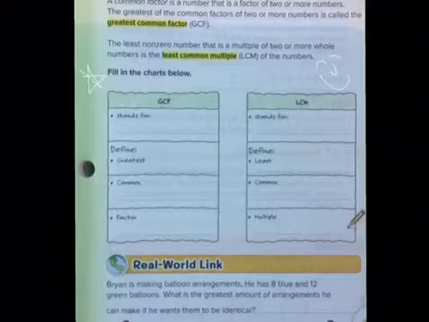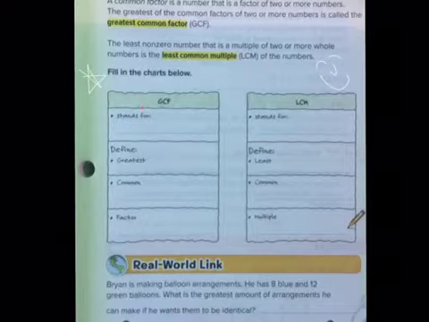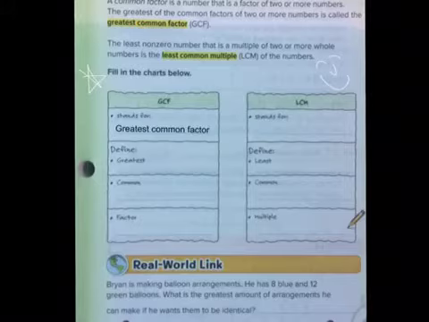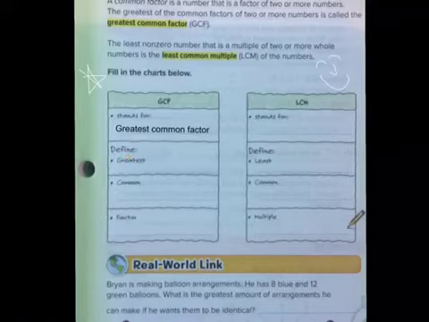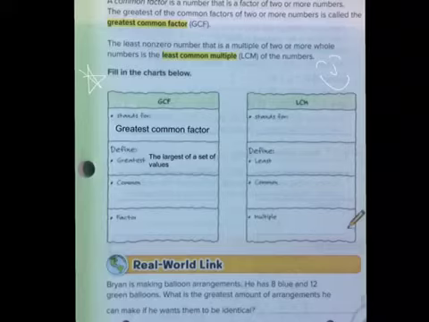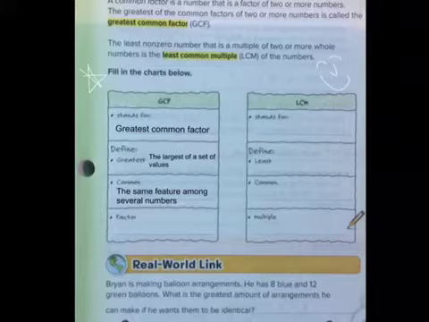So, greatest common factor, GCF. What does it stand for? GCF. There it is. Greatest common factor. Now define it. What do we mean by greatest? The largest of a set of values. Well, what does common mean? Common means the same. What do two things have in common? Well, what do they have that's the same? So here it means the same feature among several numbers. So the same value, the same number. Okay, so the largest, the biggest same, the largest same.